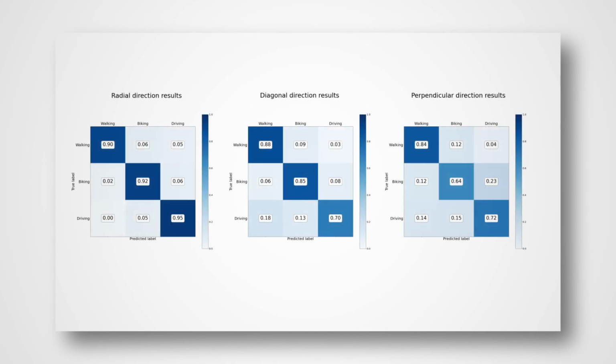We obtained the following results. Over 90% of accuracy is achieved when the target moves in the radial direction. The most challenging scenario occurs when a target moves in the perpendicular direction. We can see that the cyclist and the car are harder to distinguish. However, the pedestrian is still correctly classified in 84% of the cases.